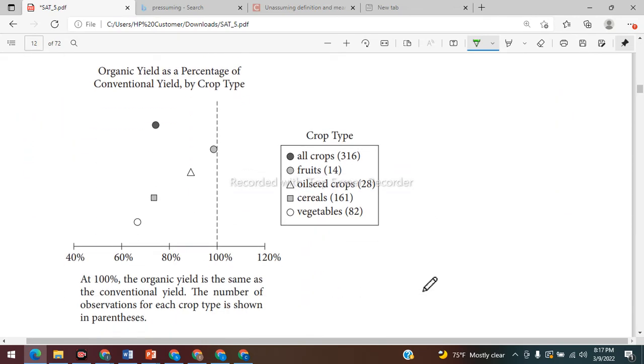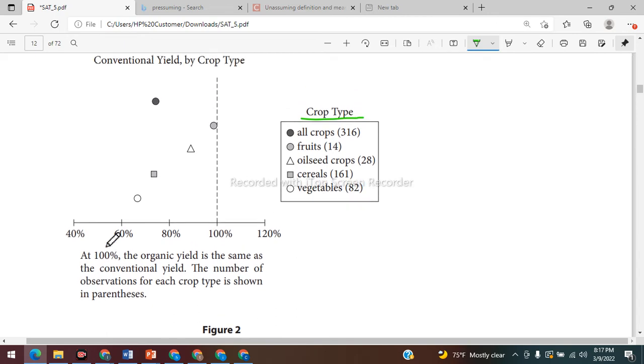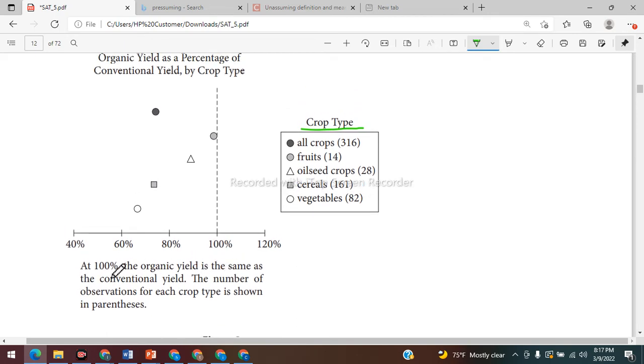And so here we have a figure, it's figure 1, and this is organic yield as percentage of conventional yield by crop. And this dot is all crops, 316 crop types, this box shows the crop type. Fruits, represented by this circle. Oil seeds, crops, 28. Cereals, 161, and vegetables. At 100%, the organic yield is the same as the conventional yield. The number of observations for each crop type is shown in parentheses.